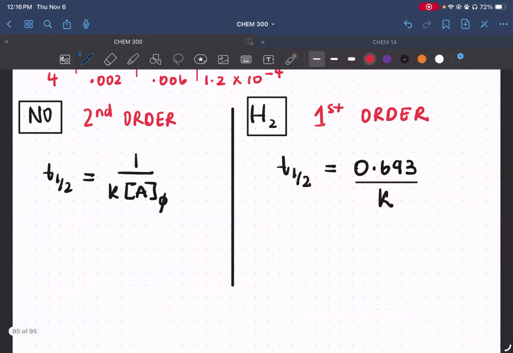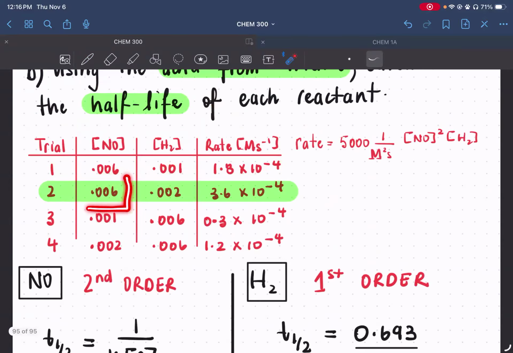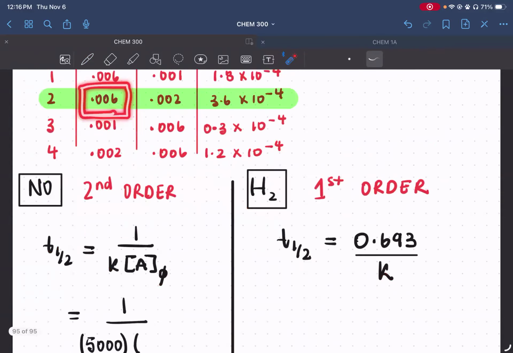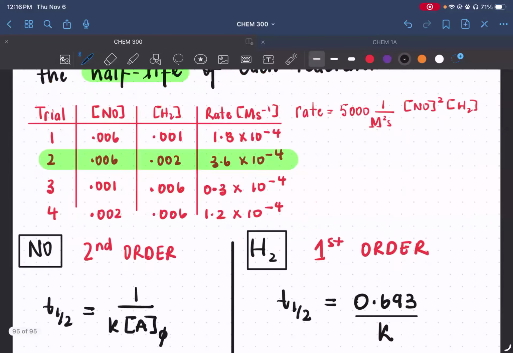All right, now we're going to plug stuff in. 1 over k, which we calculated as 5,000, multiplied by the concentration of our reactant. Okay, well, how do we know which reactant? Well, we're talking about NO. So that's which reactant to use. How do we know what concentration to use? Well, the question told us using specifically the data from trial 2. 0.006. Did I miss any zeros? Nope.